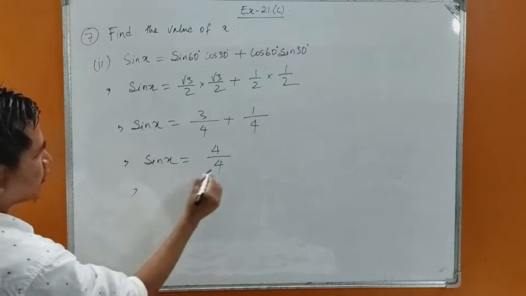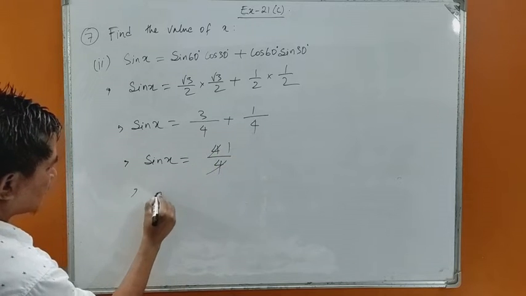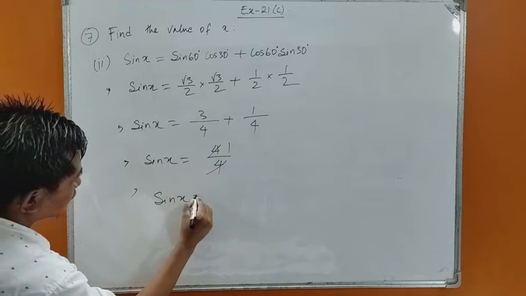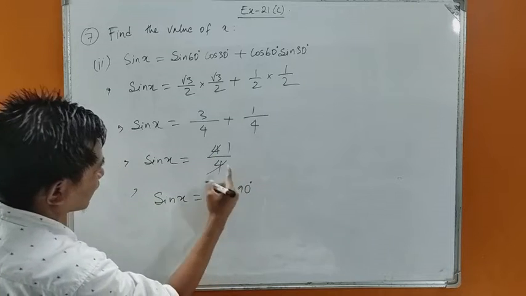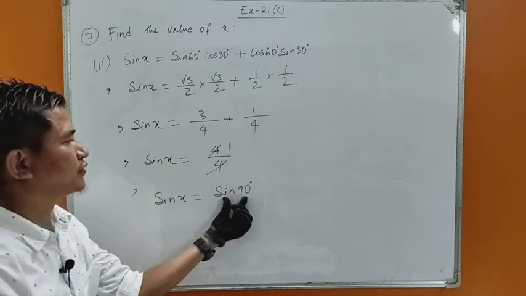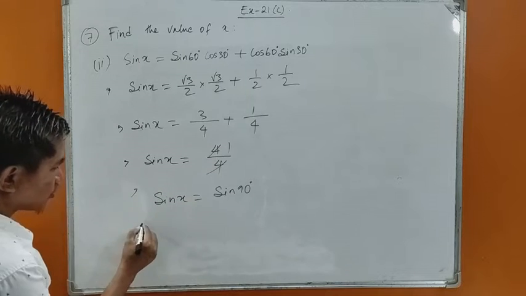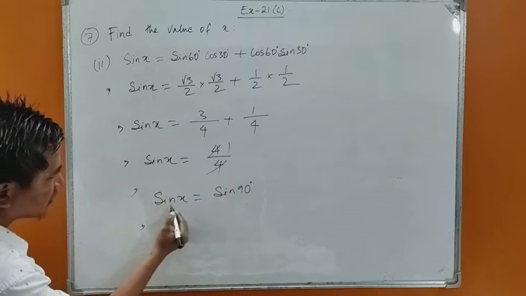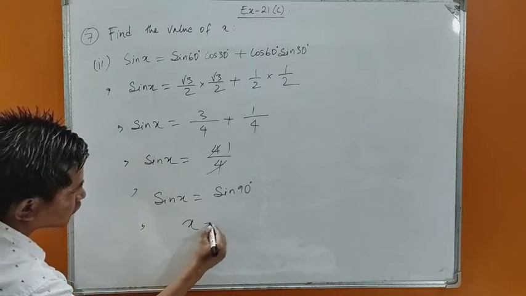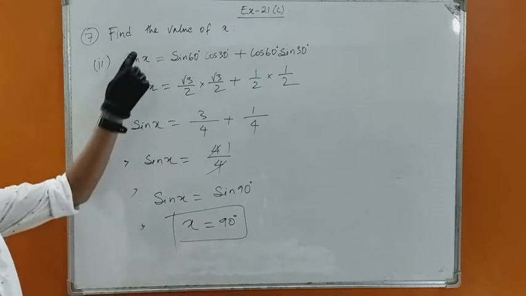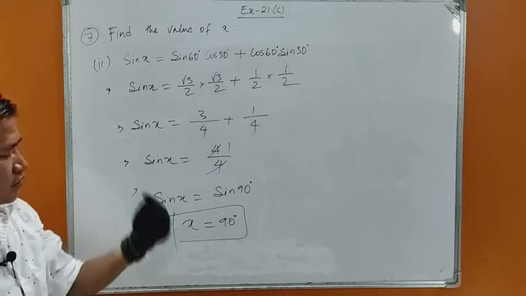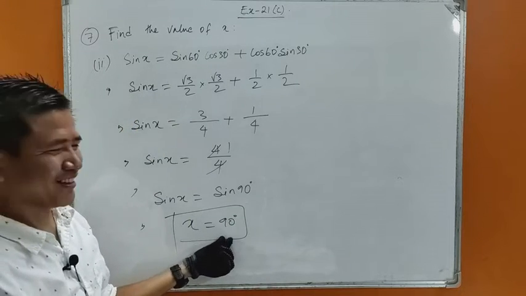Taking the LCM, 4 upon 4 is 1. Sin x equals 1, which means sin 90 degrees, isn't it? The value of sin 90 degrees is 1, okay? So you cannot cancel sin, just leave sin from both the sides. x equals 90 degrees. We are asked to find the value of x, so the value of x is 90 degrees. I hope you got this.